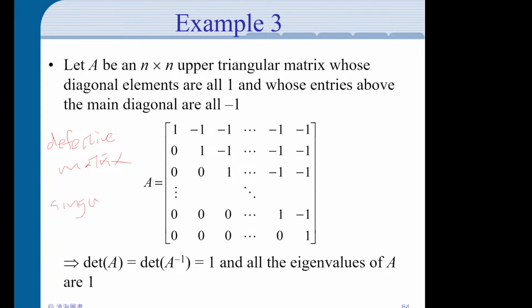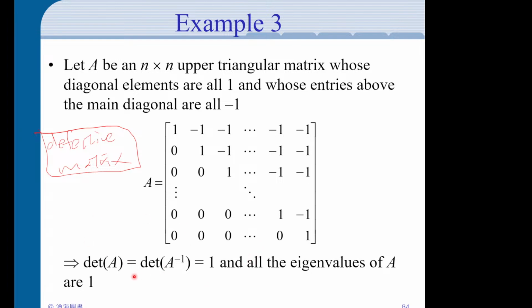So we have a defective matrix, and here is an example showing that the eigenvalues and the singular values can be very different. We have this huge defective matrix. It's a triangular matrix: A has the diagonal equal to 1, the upper off-diagonal equal to -1, and the lower part equal to 0.